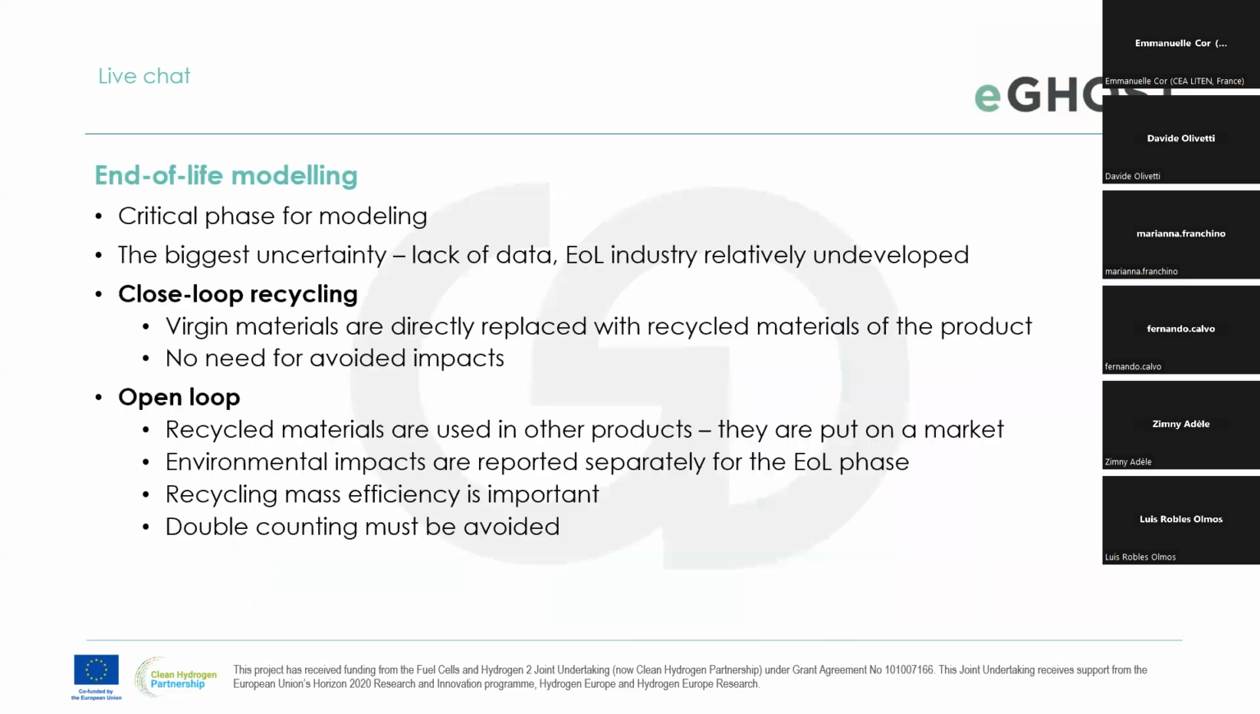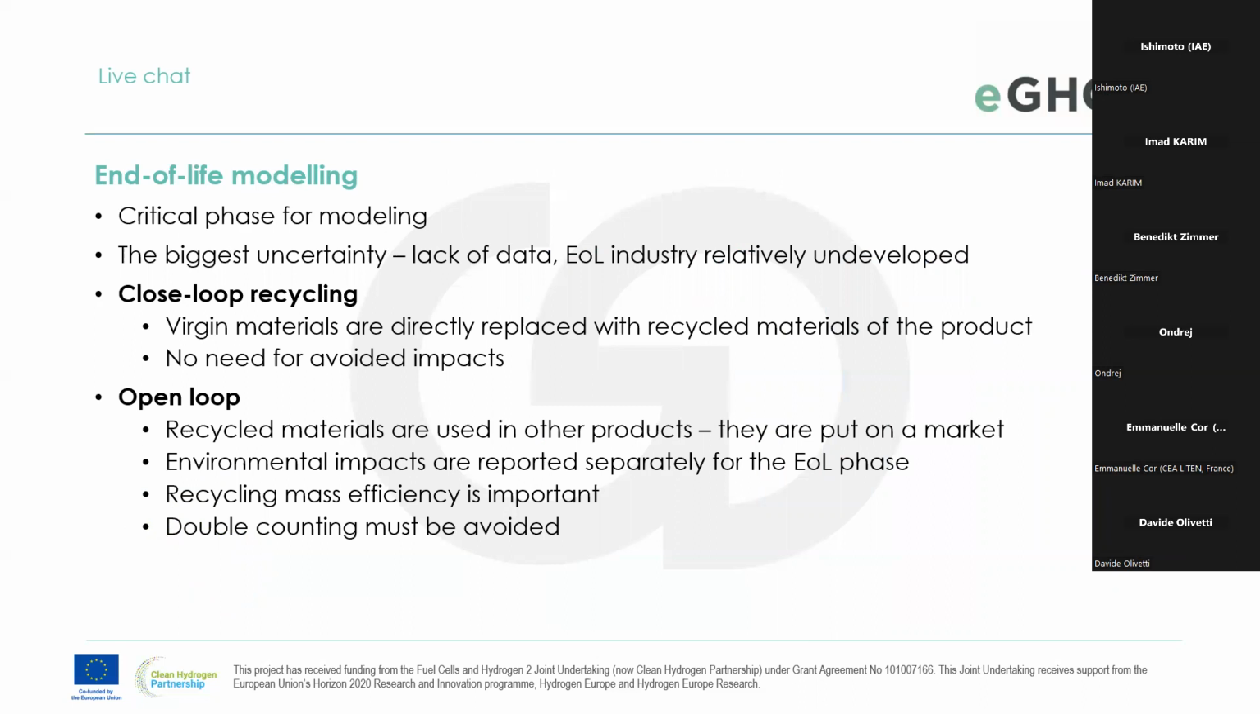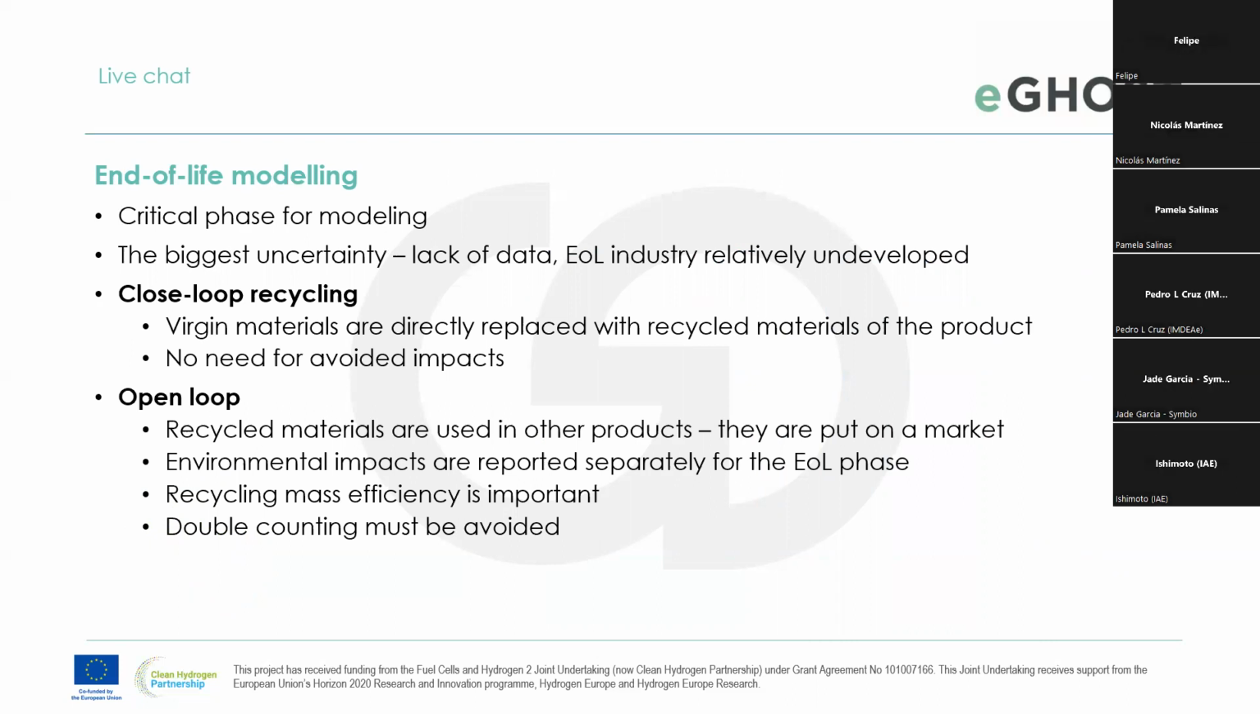And now, end-of-life modeling is kind of tricky because it's a critical phase. The end-of-life is a critical phase for modeling because, when you have recycling processes or reuse processes, end-of-life also becomes the manufacturing phase, because with end-of-life you basically create a new material. Unfortunately, it has the biggest uncertainty, mainly because of lack of data, because the end-of-life industry is not so developed yet. So we don't have much data from the industry. The databases are kind of scarce on this topic, but we expect big development in the future.